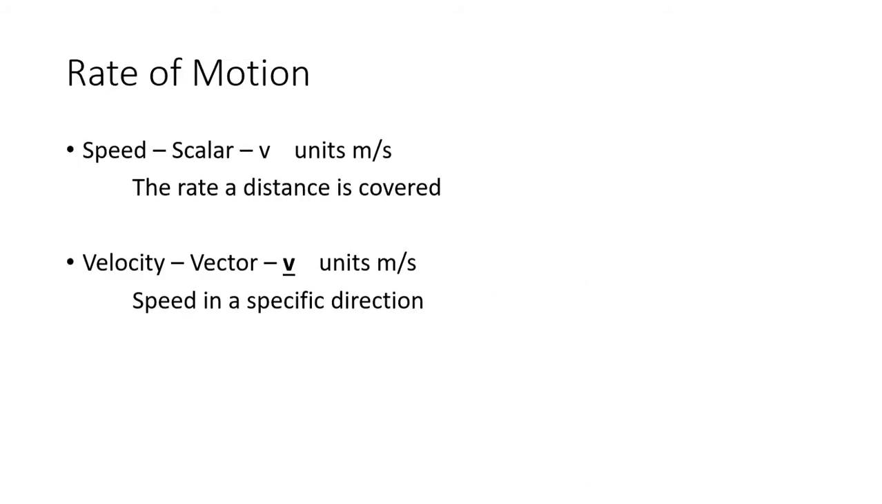All right, so the first 2 measurements are speed and velocity. Kind of like the last one where we had a distance, we had a scalar and a vector. Same thing holds true here. We have a scalar and a vector where speed is a scalar. The symbol that we're going to use is V, and the units are meters per second.